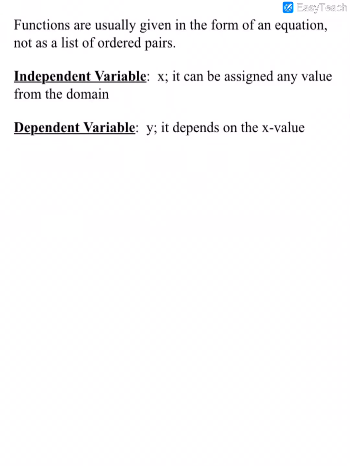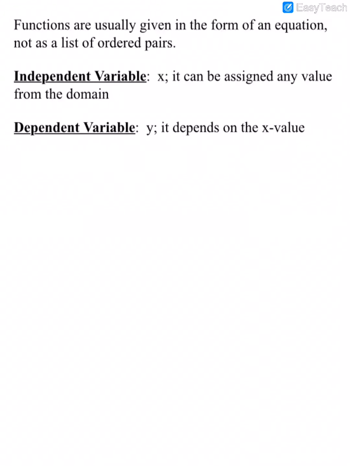Functions are usually given in the form of an equation, not just listed out as a relation like our previous examples. And in an equation, we have an independent variable and a dependent variable. There are a lot of instances in math when we use several different names for the same thing, and this is one of those examples. An independent variable is your x value, and it can be an assigned value for the domain. And the dependent variable is the y value. It depends on whatever the x value is, so that's why it's called a dependent variable.